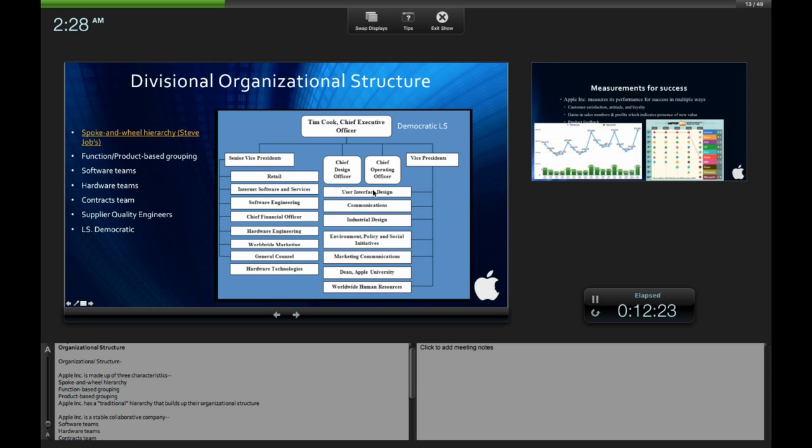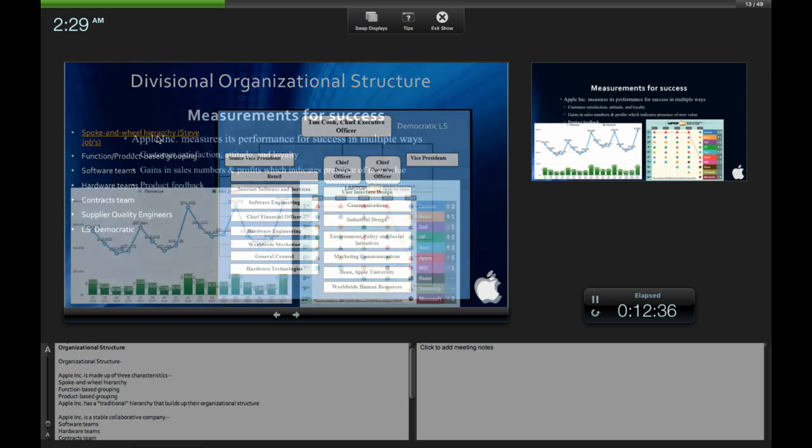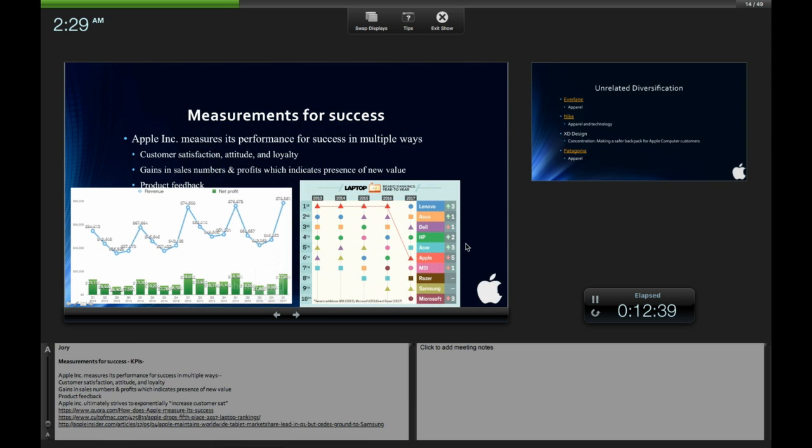So Tim Cook is the chief executive officer at the moment. His leadership style is democratic, and it's democratic because he took parts of the spoke-wheel hierarchy that Steve Jobs had in the past.